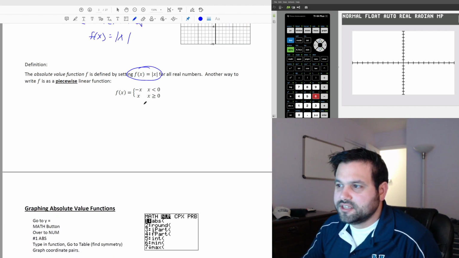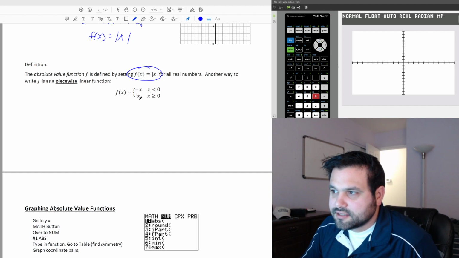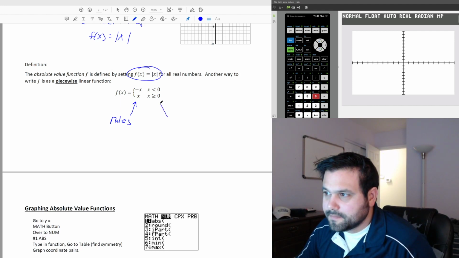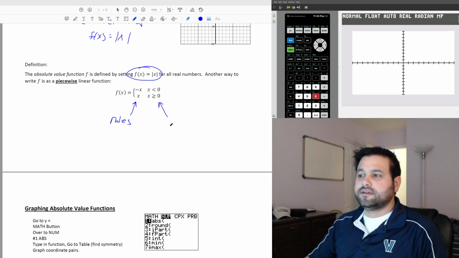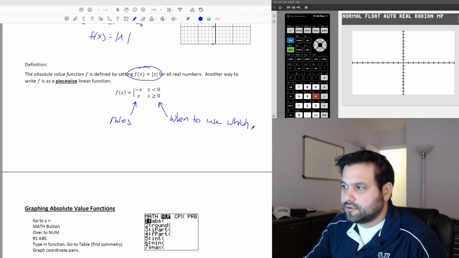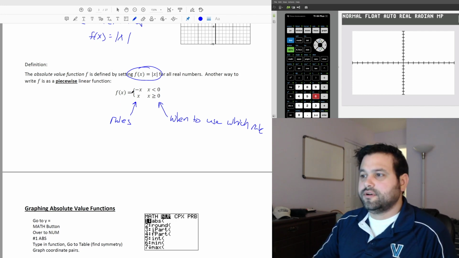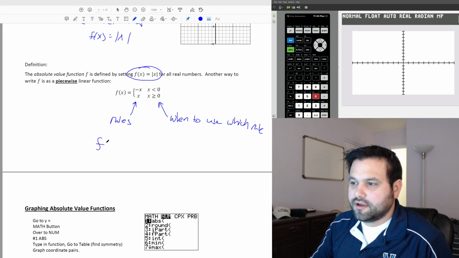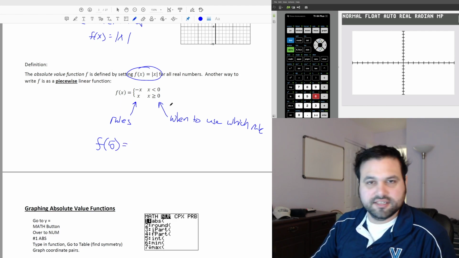And so with a piecewise function, this spot right here is showing us the rules that we can use. Okay? And this is telling us when to use which rule. So essentially, let's see if we can use this function. What is f of 5 according to this piecewise function?